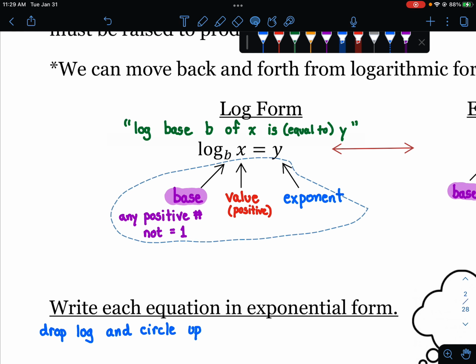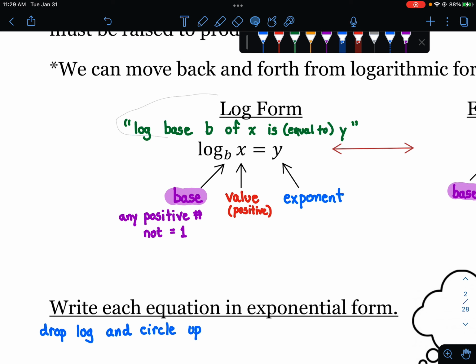So the b is my base. That can be any positive number except for 1, because if you raise 1 to any power, pretty boring, it's always 1. The value is x, and we'll see that that always has to be positive. And then the y value is my exponent. Notice I don't have any restrictions on that.